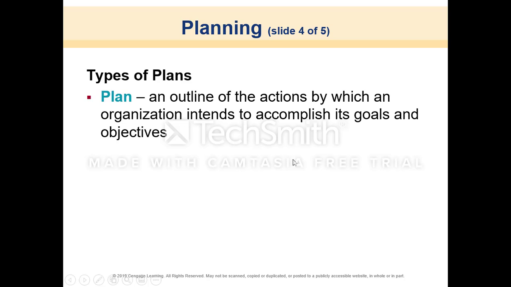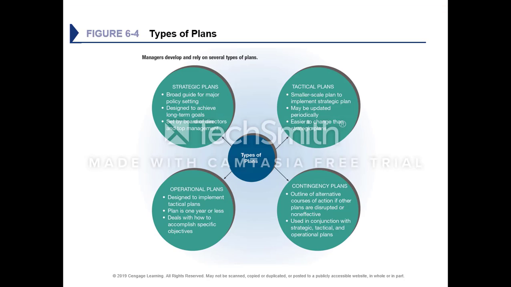Once goals and objectives have been set for the organization, managers must develop plans for achieving them. So the organization develops several types of plans. And here's a visual describing different types of plans. There's strategic, tactical, operational plans, and then of course Plan B, or the contingency plan.